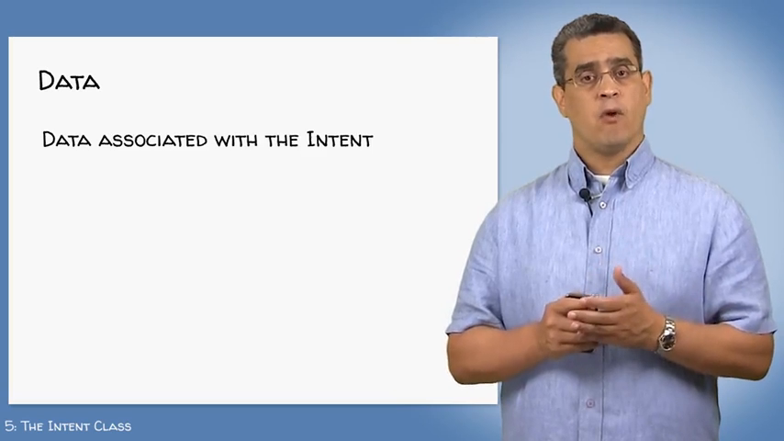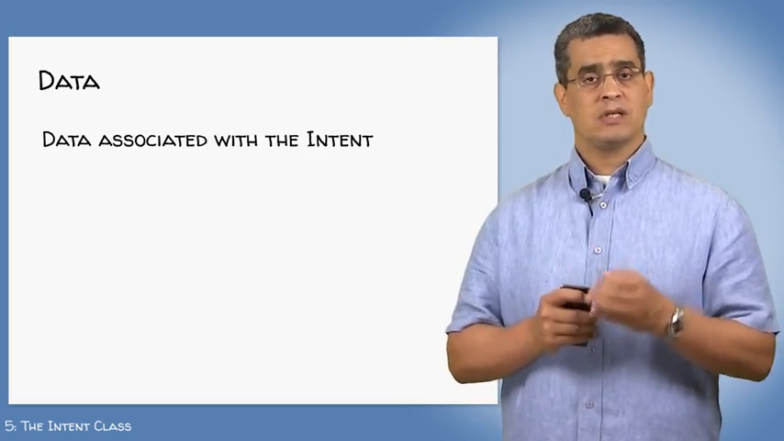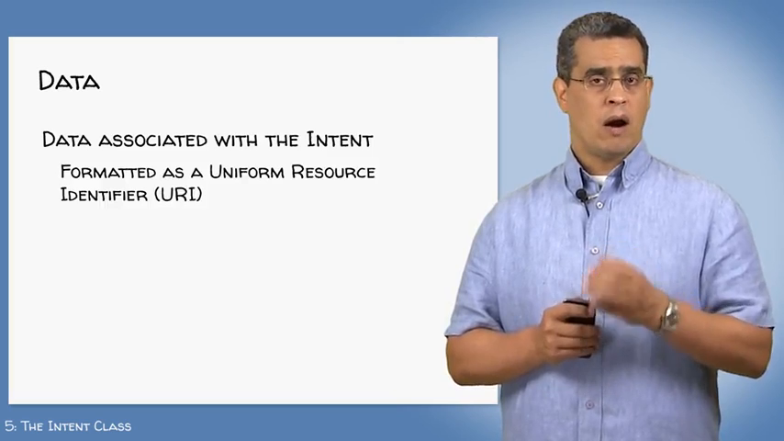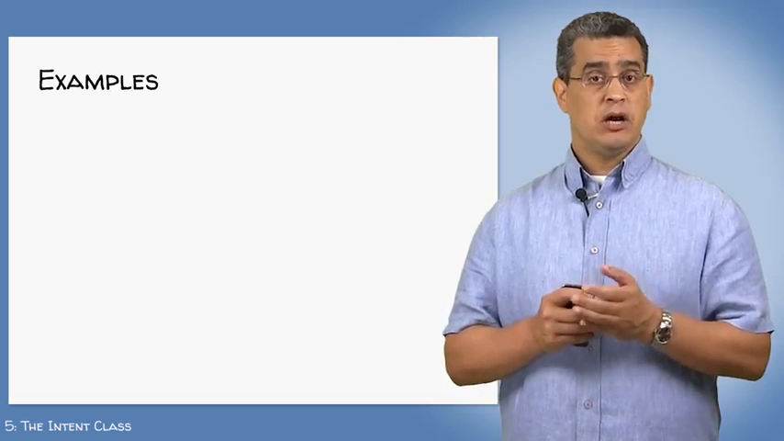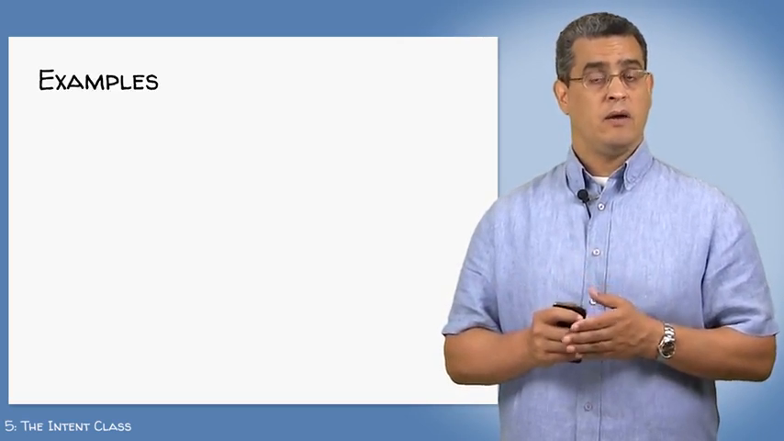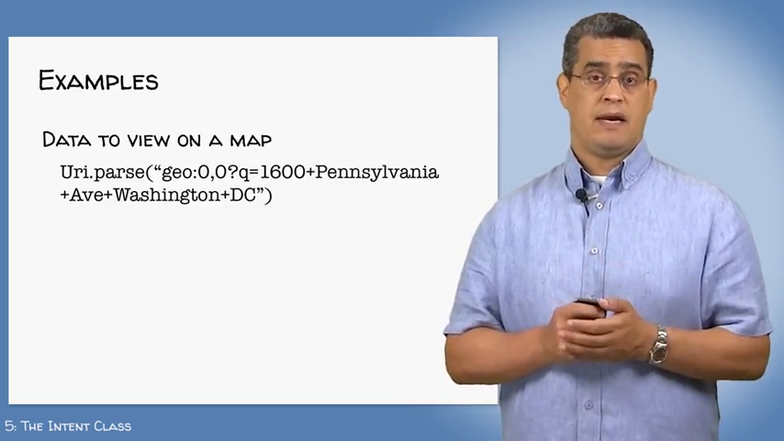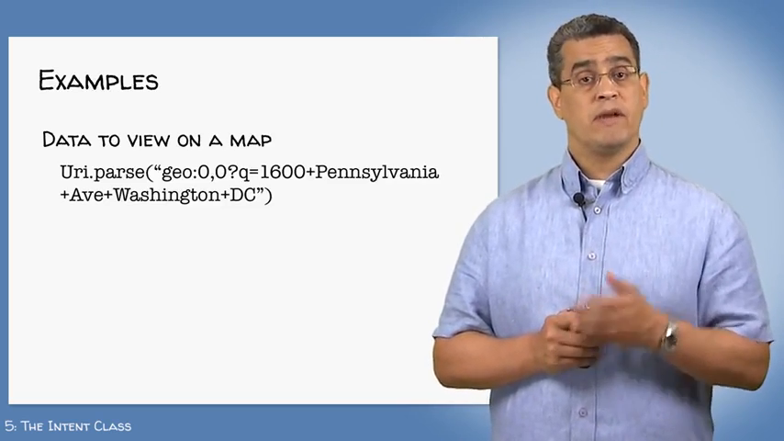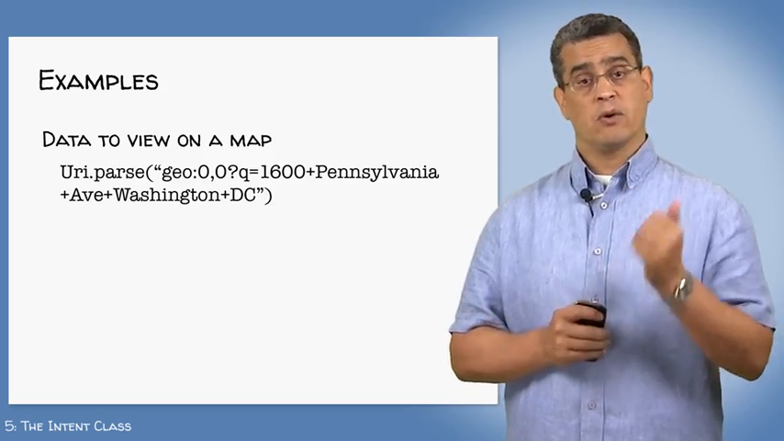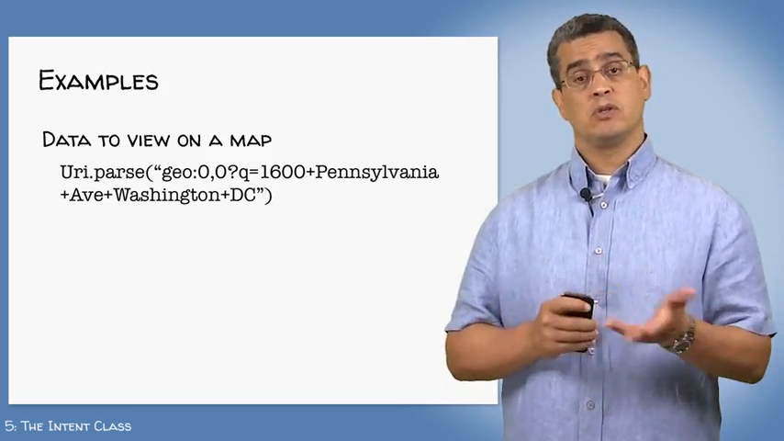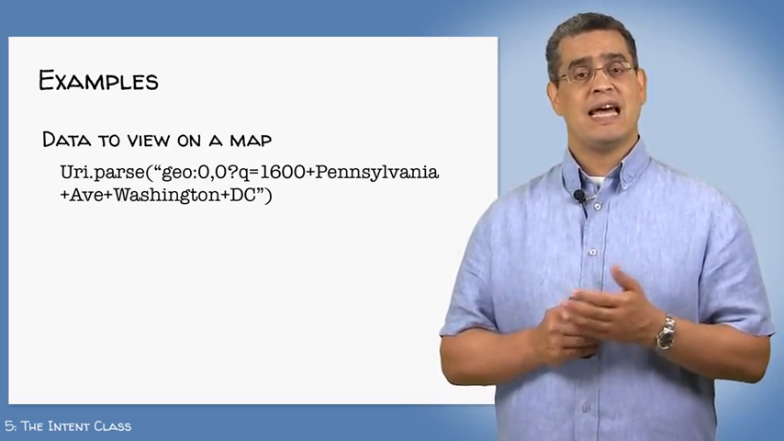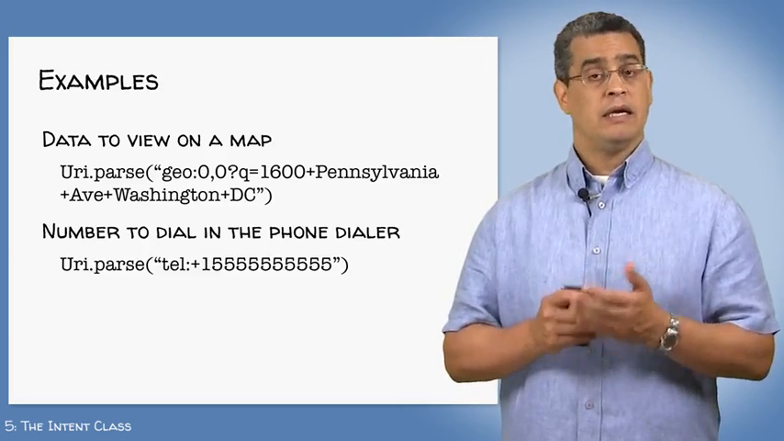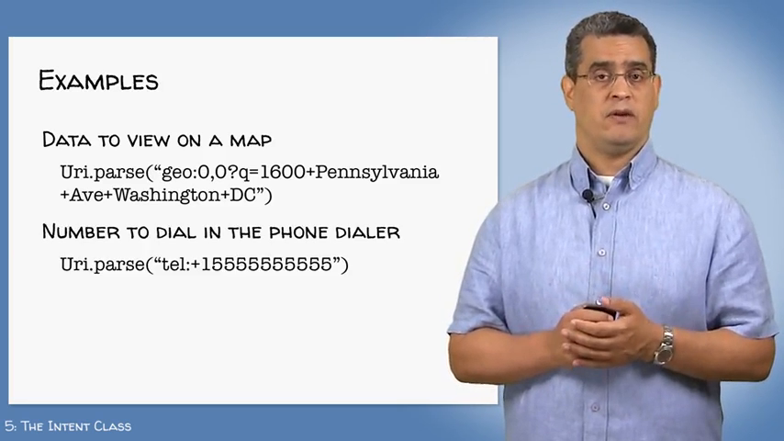Now, that data is formatted as a Uniform Resource Identifier, or URI. And one example of intent data is a geo-schemed URI, which indicates map data. You might also remember that we saw something exactly like this in earlier lessons as part of those map location applications. Another example is a tel-schemed URI, indicating a phone number that you want dialed.